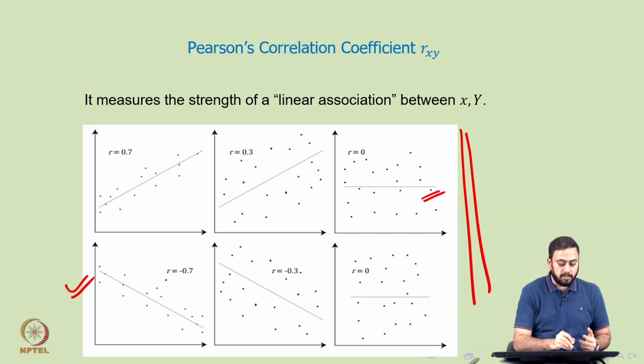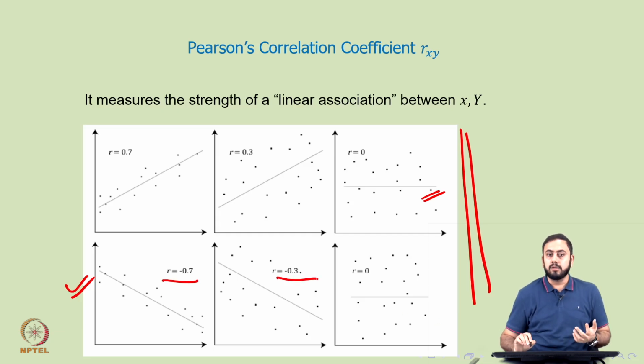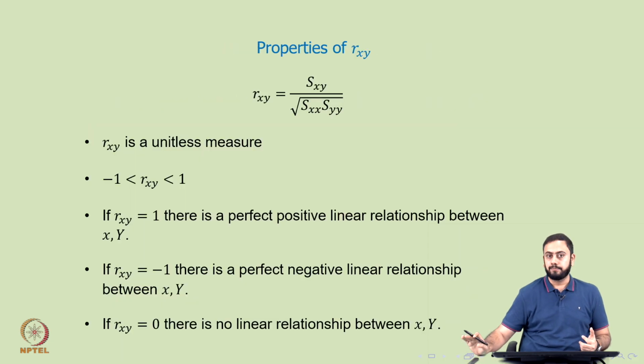So for example, R is -0.7 here, and again if there is more scatter in the plot, then you will have a weaker correlation on the negative side, which is -0.3, and again R is 0 in the last case. So depending on whether you have a positive trend or a negative trend, my correlation could be either close to 1 on the positive side or close to -1 on the negative side. Okay. So to summarize, correlation measures the strength of a linear association between x and y.